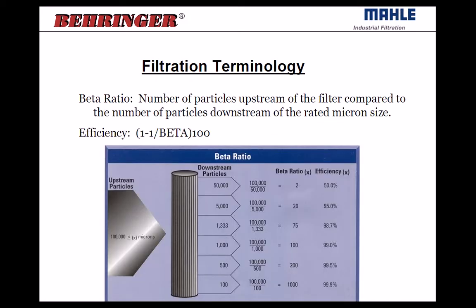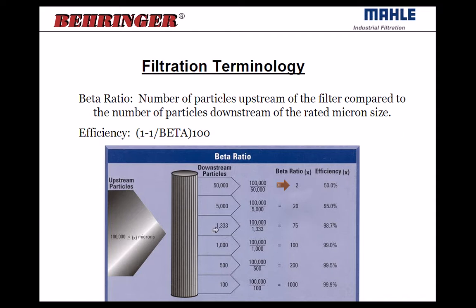Beta ratio is a term that's also very important. You'll see a beta ratio for a given size particle, say a beta 10, is the number of particles upstream of the filter compared to the number of particles downstream of the filter for that 10 micron size. So in this diagram, if you have 100,000 particles upstream of the filter, and 50,000 particles downstream of the filter, you have 100,000 upstream divided by 50,000 downstream, which gives you a ratio of 2. So it's really only containing 50% of the particles, so it's really not an efficient filter media.